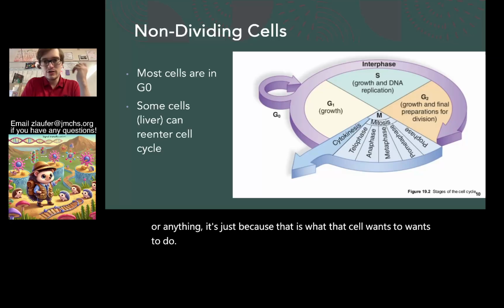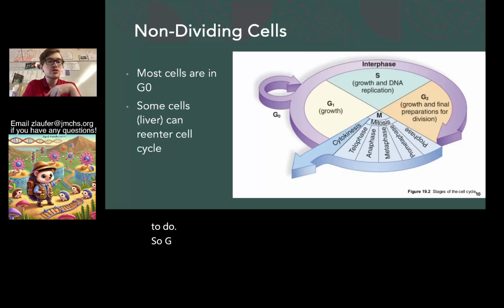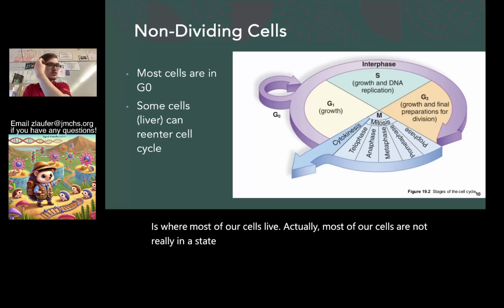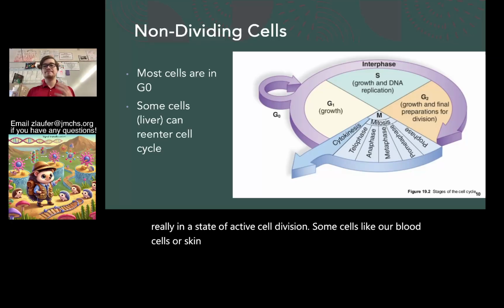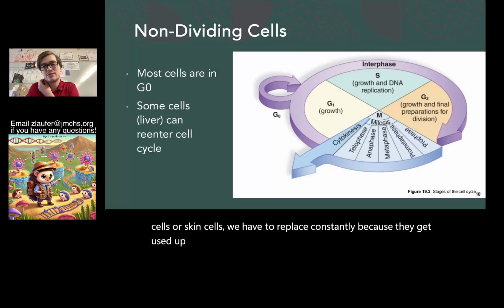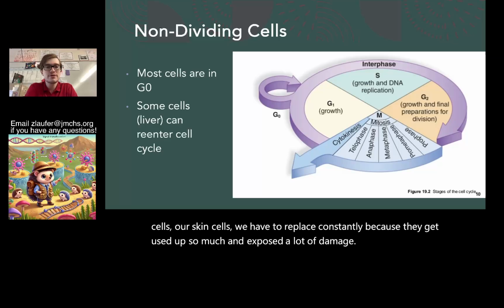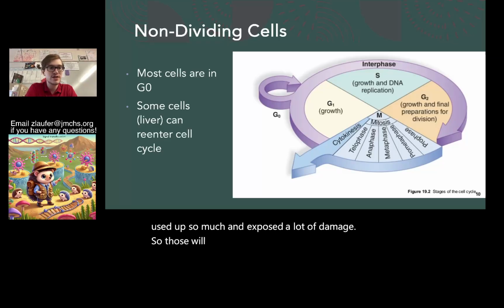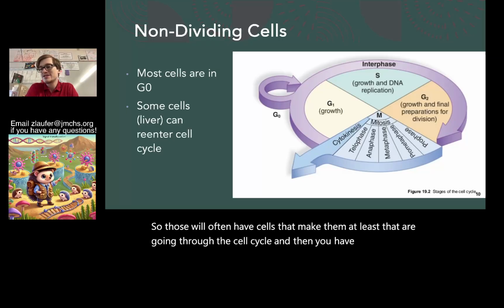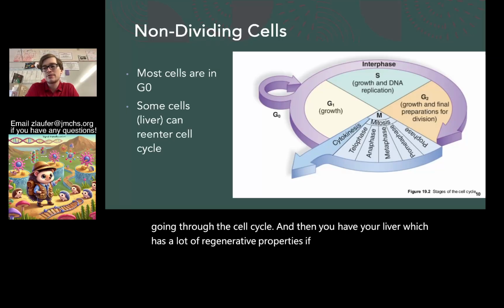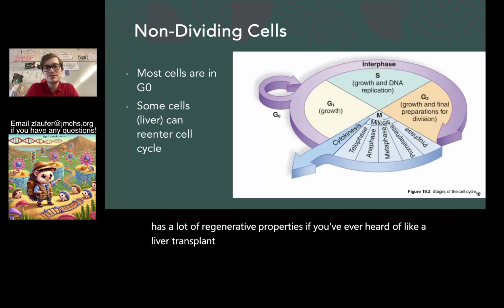So G0 is where most of our cells live, actually. Most of our cells are not really in a state of active cell division. Some cells, like our blood cells, our skin cells, we have to replace constantly because they get used up so much and exposed to a lot of damage. So those will often have cells that make them, at least, that are going through the cell cycle. And then you have your liver, which has a lot of regenerative properties. If you've ever heard of like a liver transplant, you just take a piece of someone's liver and then you grow a whole new liver essentially inside of you.